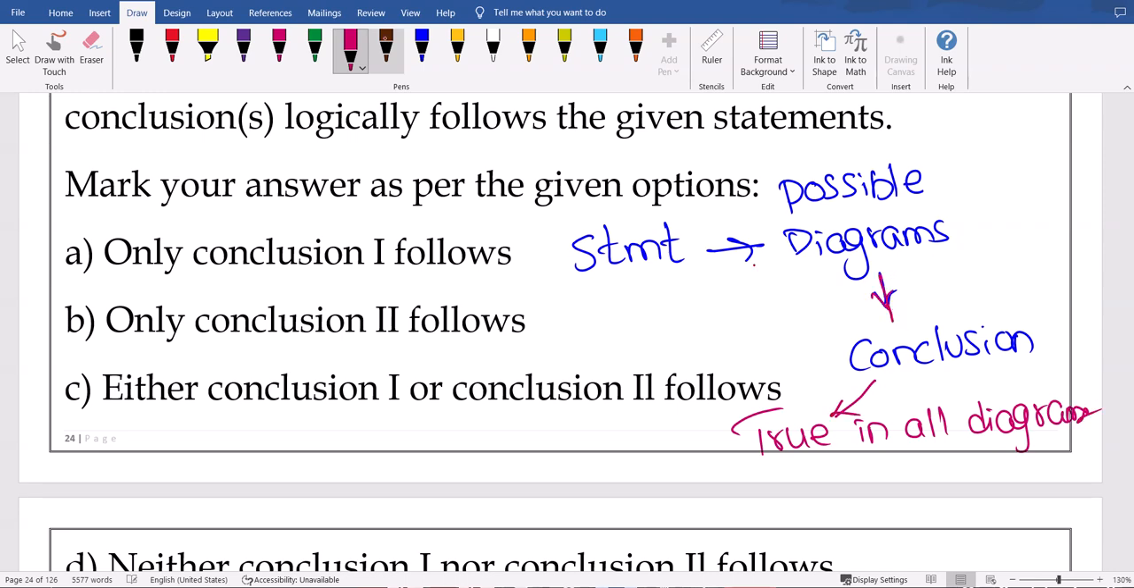From the statement, draw the possible diagrams. Then they give the question, with conclusions given. You have to consider that a conclusion is true only if it is true in all diagrams. After drawing the diagrams, check in all diagrams whether the conclusion is okay or not. Don't draw only one diagram and say this is the answer. Don't fix on that.